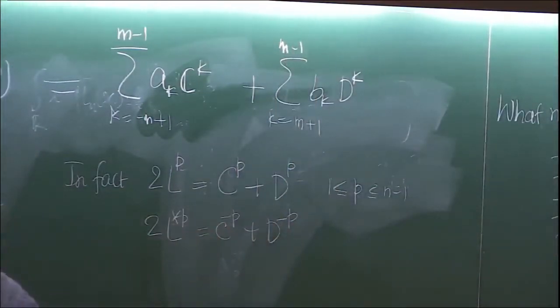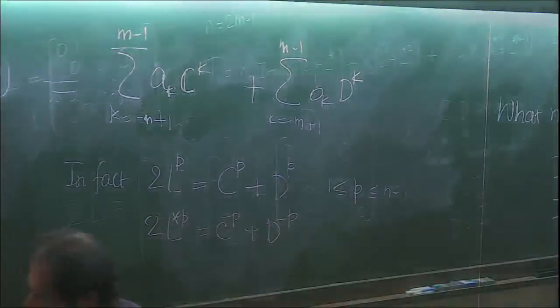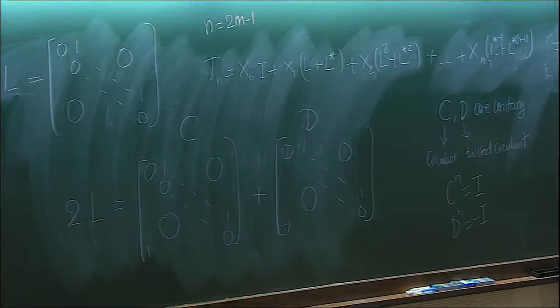The fact is C to the power N is identity and D to the power N is minus identity. So if N is 2M minus 1, all the powers higher than M, you can bring it to powers, positive and negative powers between minus M plus 1 to M minus 1, that's all. So the point is that any Toeplitz matrix can be written as a sum of two matrices. One is a polynomial of C, one is a polynomial of D.